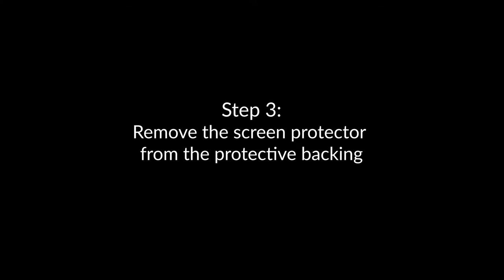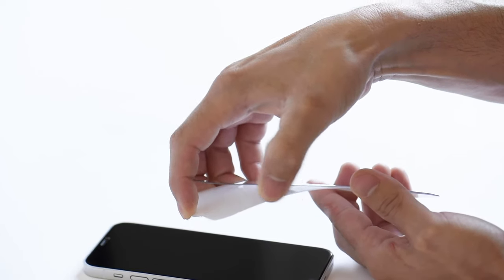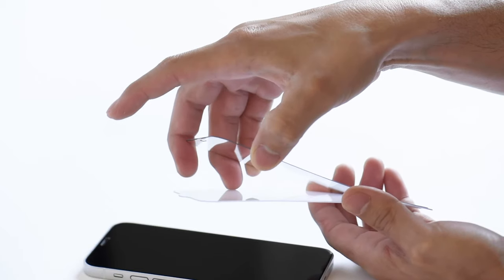Step 3. Remove the screen protector from the protective backing. Hold the screen protector on the sides and gently peel away the white backing. Don't touch the sticky side as that will leave fingerprints on the adhesive and keep it from sticking properly.